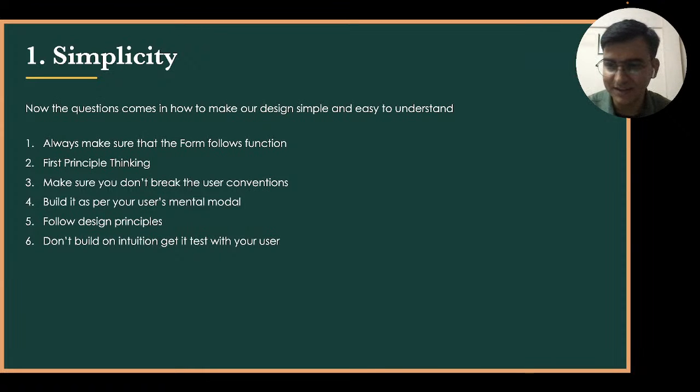Oh, okay. I missed the last one. Don't build on intuition. Get it tested with your user, right? We generally build on our intuition. We think that this is going to solve the problem which we are trying to solve, right? We create the design out of our intuitions. Don't do it, right? Even if you have created it, get it tested, validate it with your user. Okay, so this is a must. Cool. So these are the six steps which you should follow to make your design simple and easy to understand.